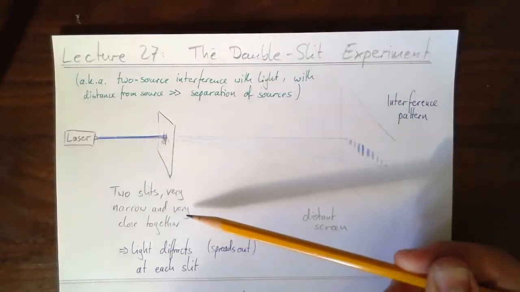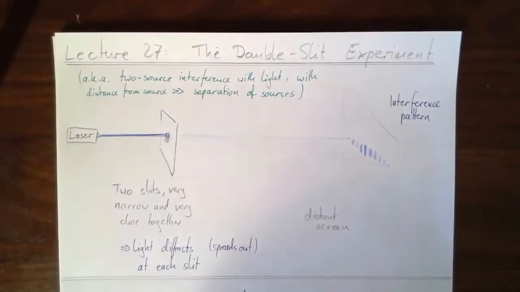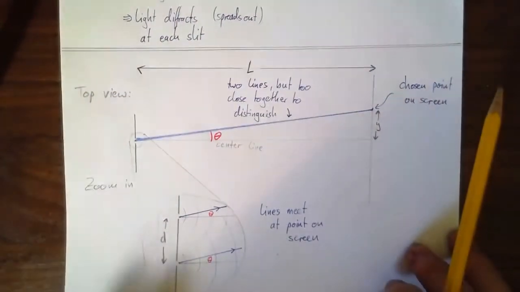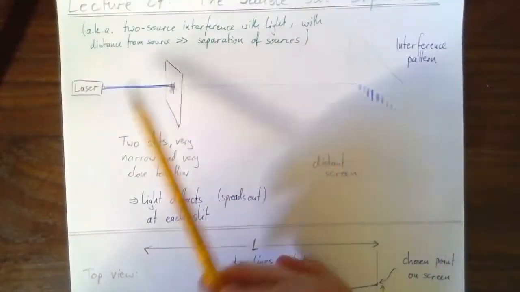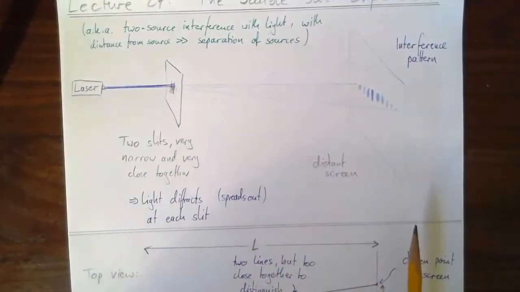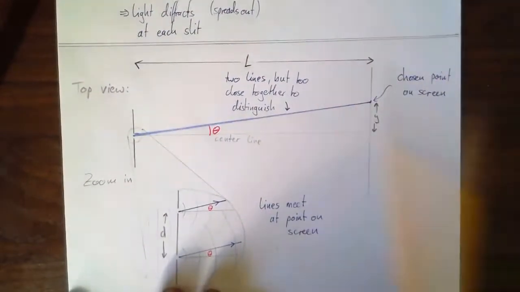Two slits are very narrow, very close together. Light diffracts, so each slit acts as a source. Let's analyze this situation. Here I've drawn two pictures. This is kind of the view from the top. Here I try to do a kind of 3D view. It's hard to indicate any lengths or any quantities precisely, but it gives us kind of the picture of what's going on. As I mentioned, I look at this from above.